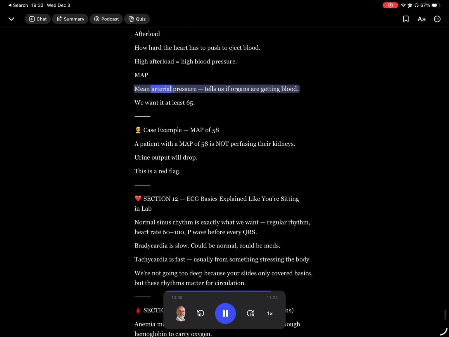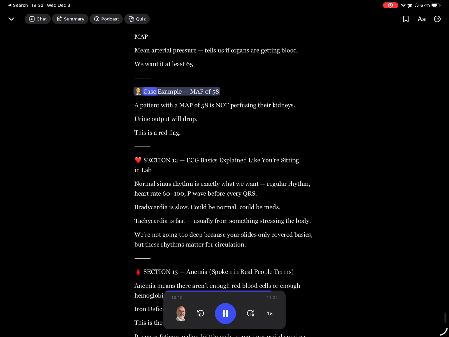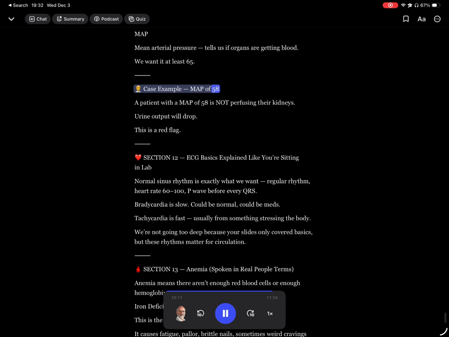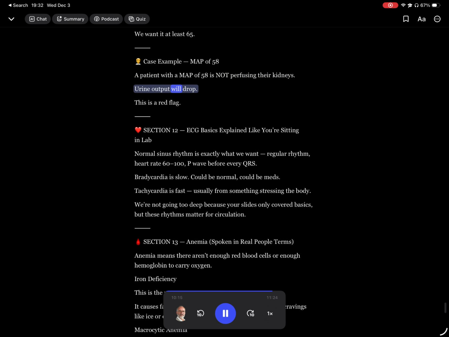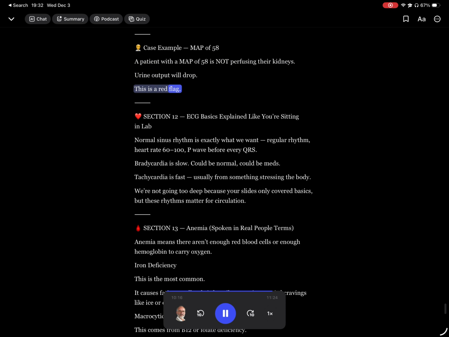MAP, mean arterial pressure, tells us if organs are getting blood. We want it at least 65. Case example, MAP of 58. A patient with a MAP of 58 is not perfusing their kidneys. Urine output will drop. This is a red flag.